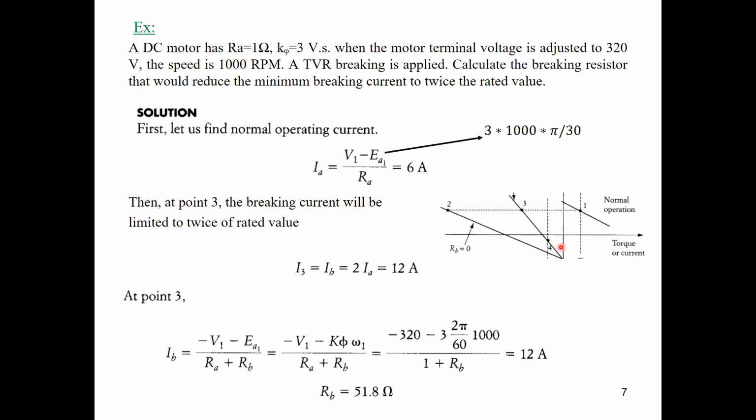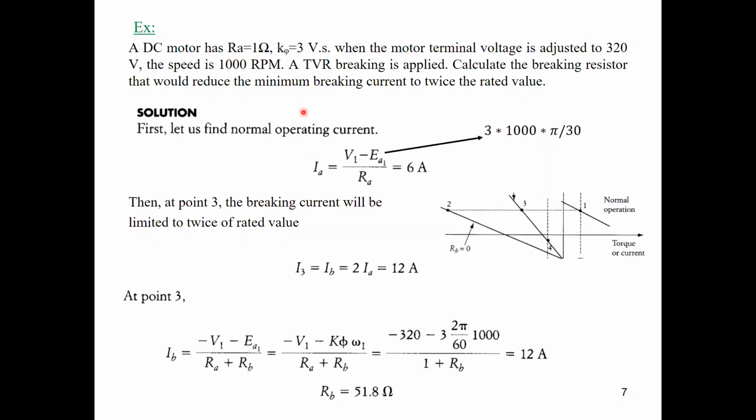How can we get the value of resistance? It's based on the current value. It's stated here, we need to limit the current to twice the rated value. So firstly, we need to calculate the current at rated value. From the motor operation in the first quadrant, we can calculate the rated current of the machine simply from the nameplate data. We have 320 volt and speed of 1000 RPM, and we know the value of K-phi.